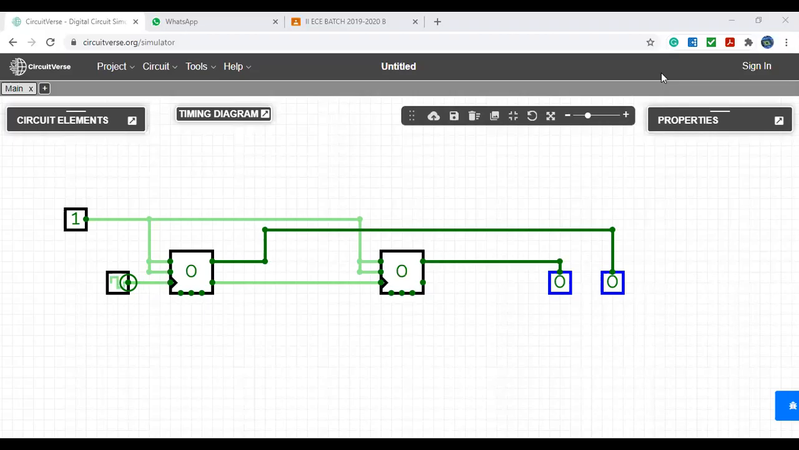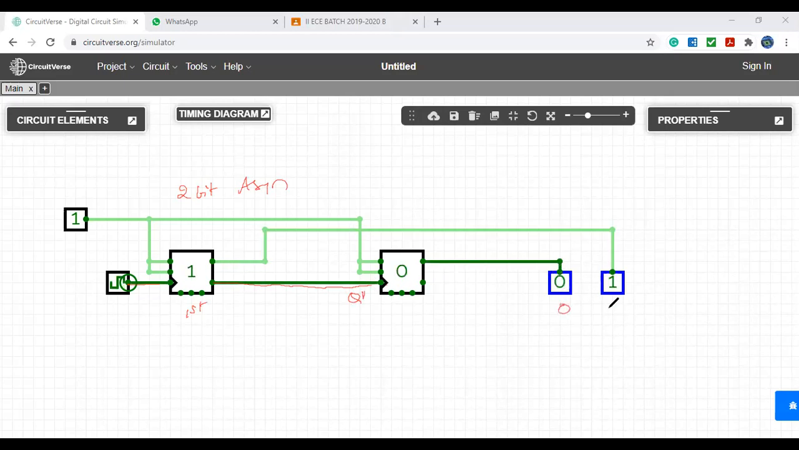This is the 2-bit asynchronous counter. See here, for the first flip-flop I am giving the clock. For the second flip-flop I am giving Q bar. So it is an up counter.